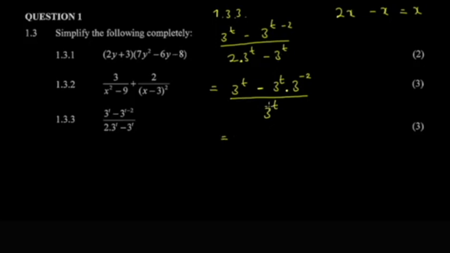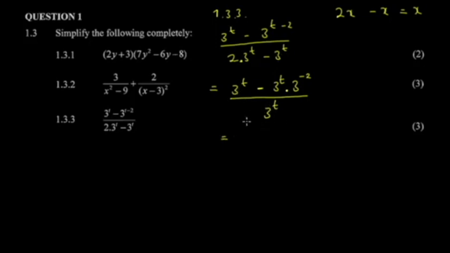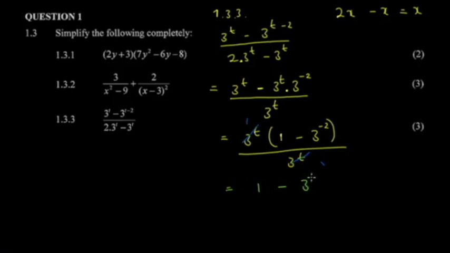And here, you can actually factor out 3 to the power t because it's common at the numerator. So you'd have 1 minus 3 to the power negative 2, then divided by 3 to the power t. So here you'd have to cancel. This one and this one, they cancel out. And once they cancel out, now you're left with 1 minus 3 to the power negative 2.